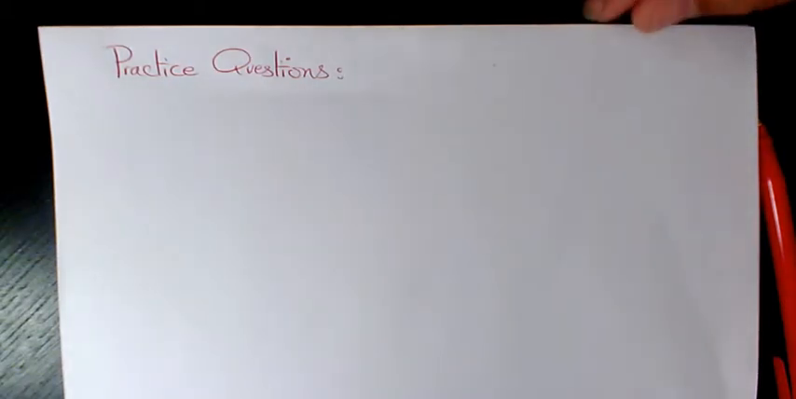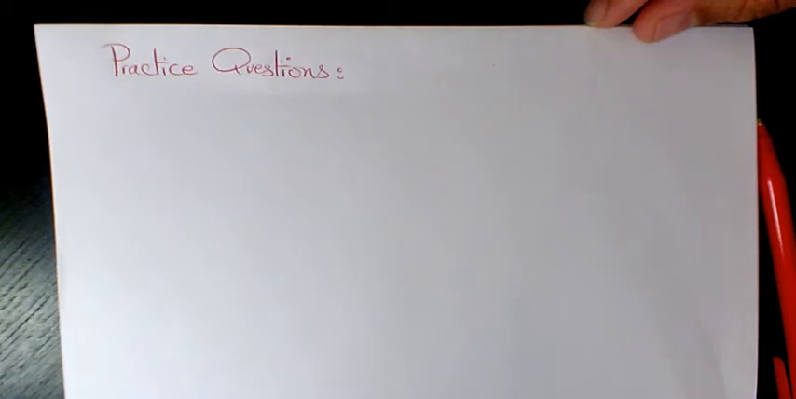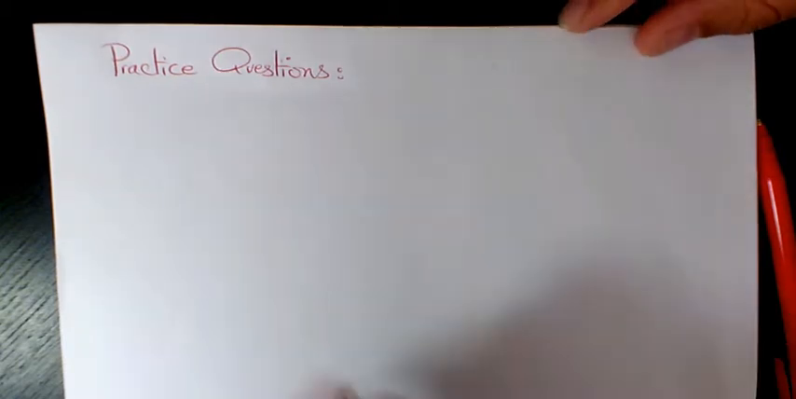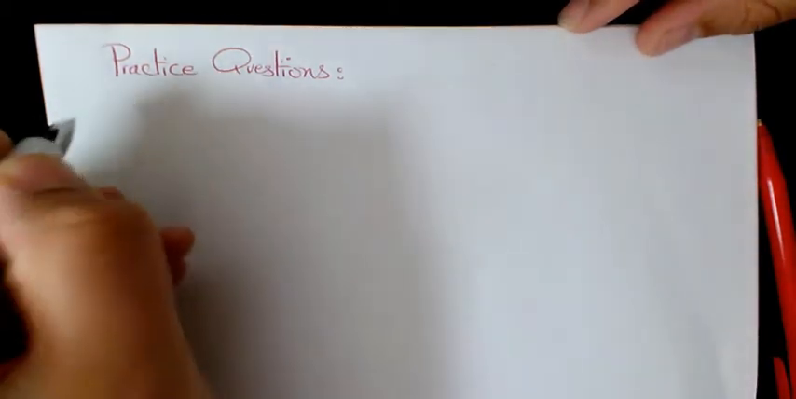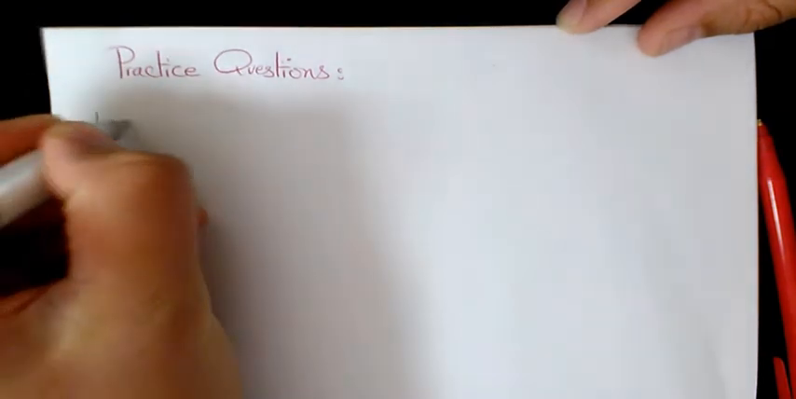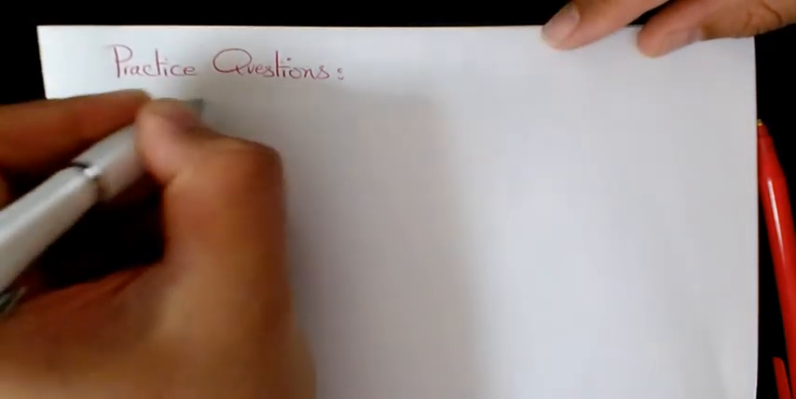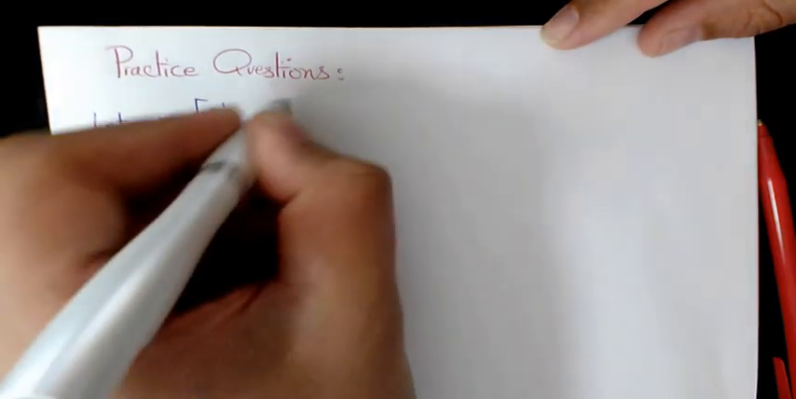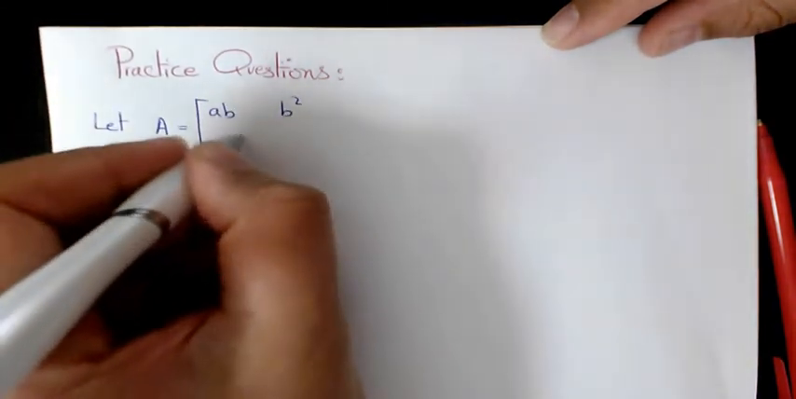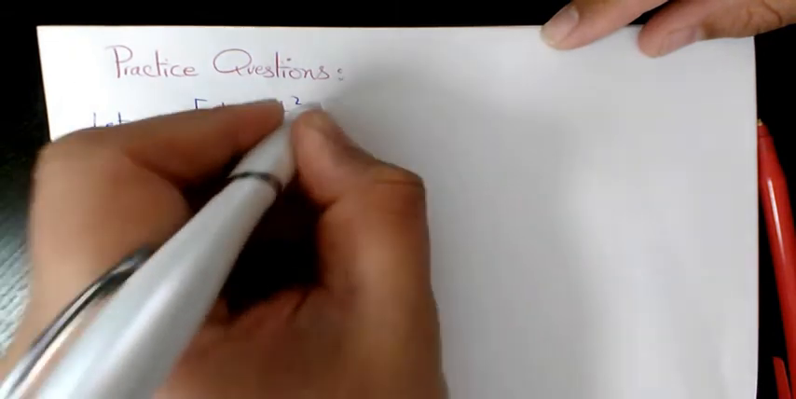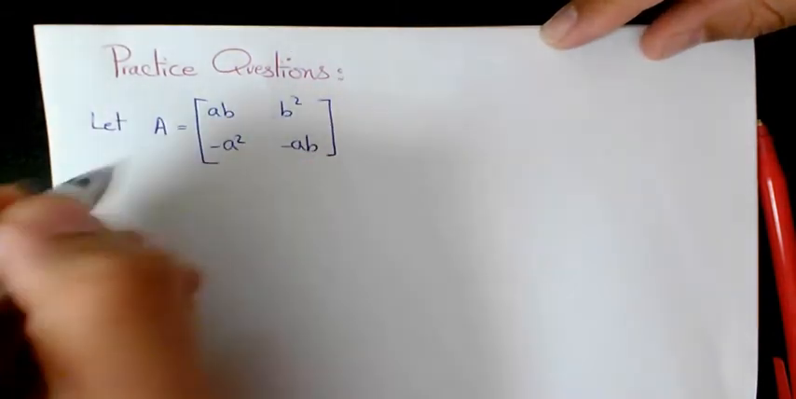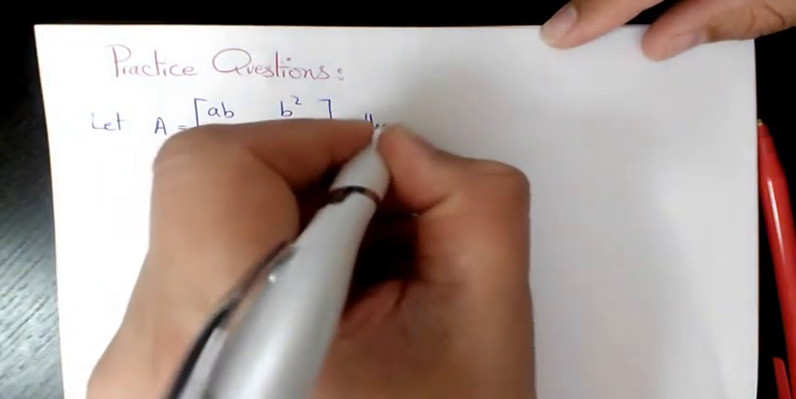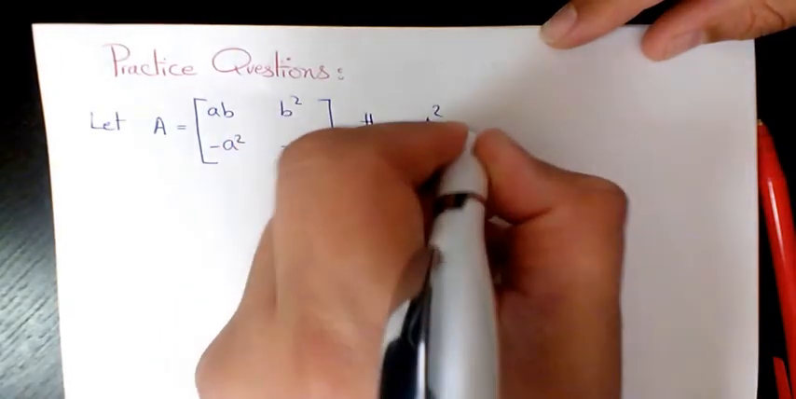Welcome to another video. In this video I want to show you some practice questions regarding matrices. First example we have, let A equal the matrix with entries AB, B squared, negative A squared and negative AB. Then find out the A squared.